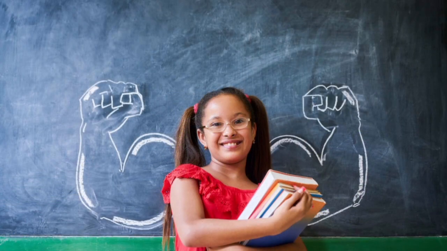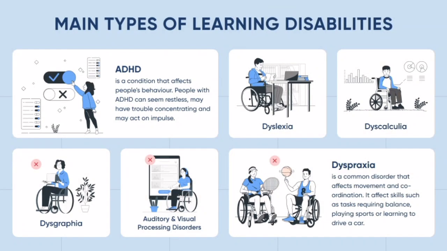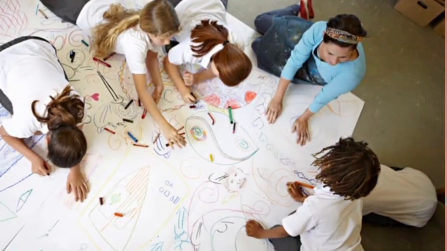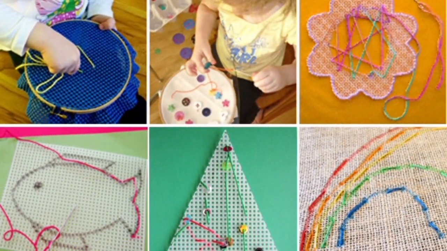Also focus on their strengths and not their weakness. Yes, he has dyslexia, he has dysgraphia. Yes, he's struggling with dyscalculia, but he's good at arts. He's good when it comes to painting. He's good when it comes to needlework. He's good when it comes to this. Focus on that and then build on that strength.